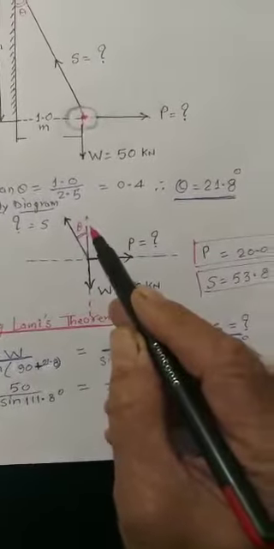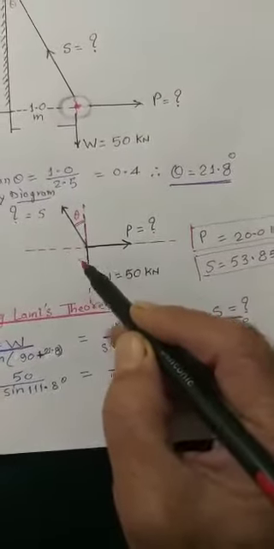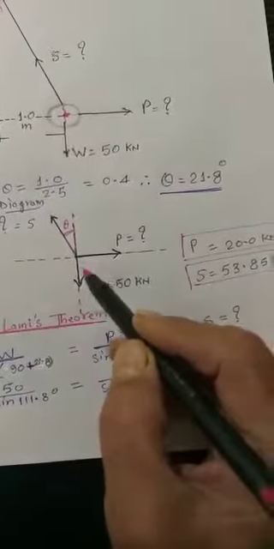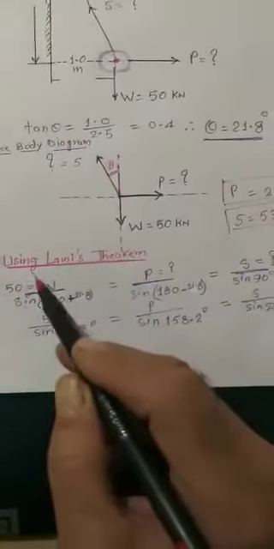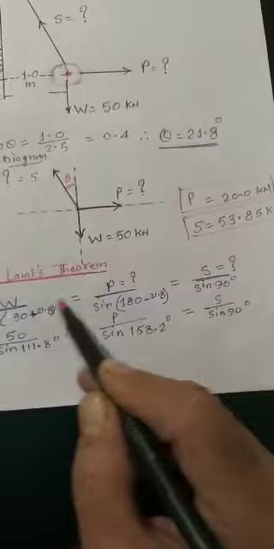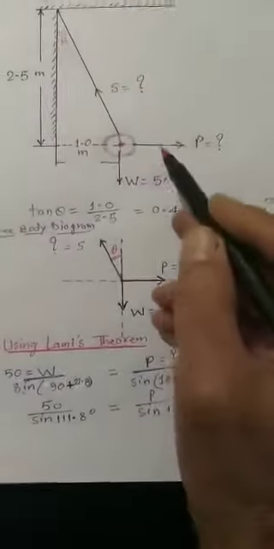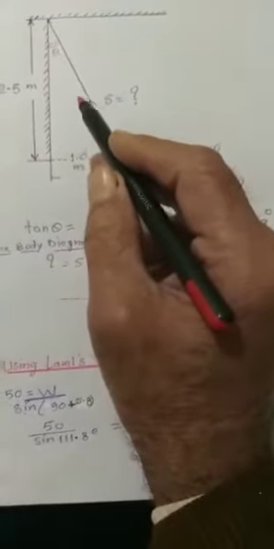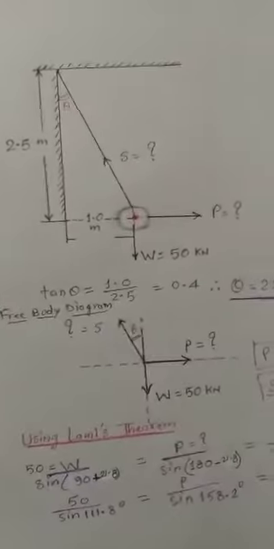Once this angle is known, this can be very easily calculated. This is already known, so all the angles are known. Now with the help of Lami's theorem, we can find out the value of P and S. That is P and S, you are supposed to calculate. I have given the result over here, but you are not supposed to go through these results just now, but you are supposed to calculate, and then we have to go for the next problem.